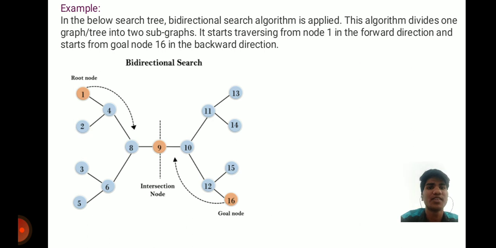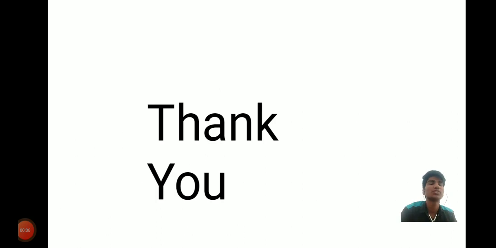Here the tree is divided at the ninth node. In the bidirectional algorithm, the searching starts from the root node and also from the goal node. I think you understand bidirectional search. These are all about uninformed search algorithms.